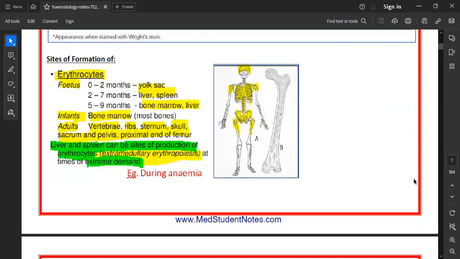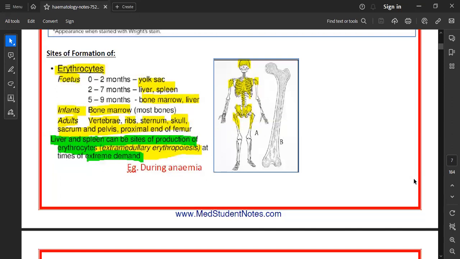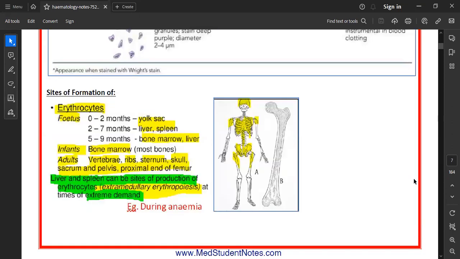So as we head towards starting hemopoiesis, we can discuss where various blood components are formed. For erythrocytes in fetuses, it has 3 stages. Between 0 and 2 months, it's in the yolk sac. 2 to 7 months, as the fetus develops, they have already developed a liver and a spleen, so those are the major sites for formation of red blood cells. And then 5 to 9 months, it's in the bone marrow and the liver. In infants, it's the bone marrow of most bones, but in adults, it's the bone marrow, majorly the long bones, the vertebrae, the sternum.